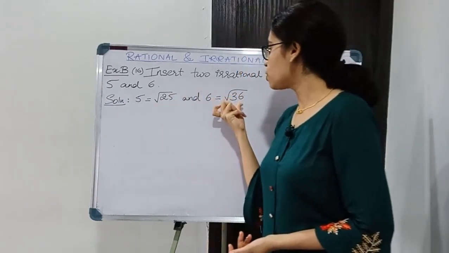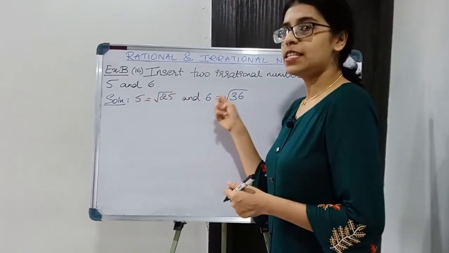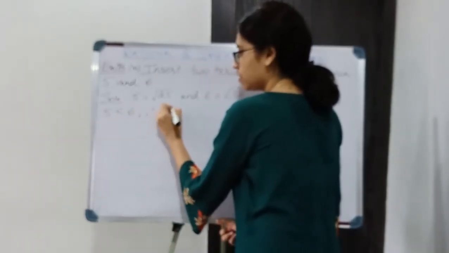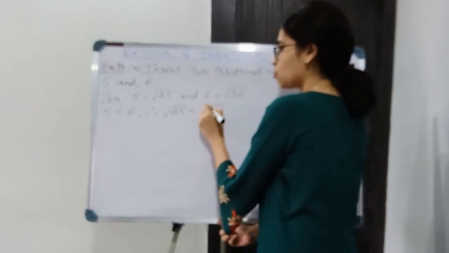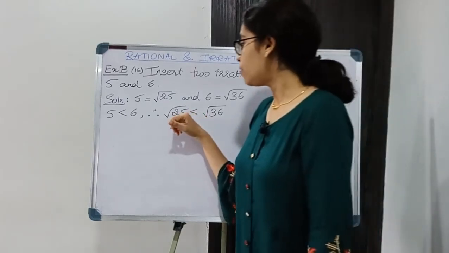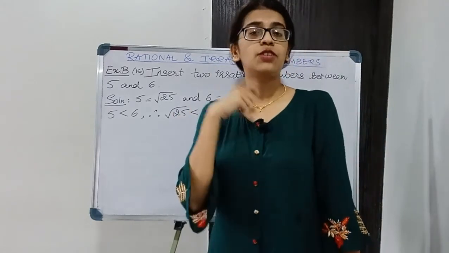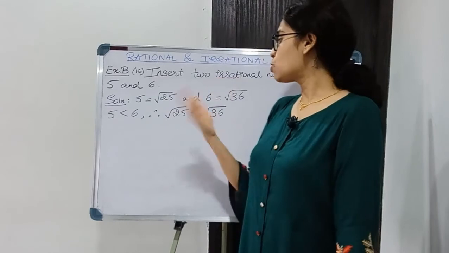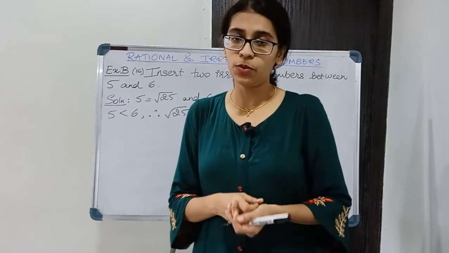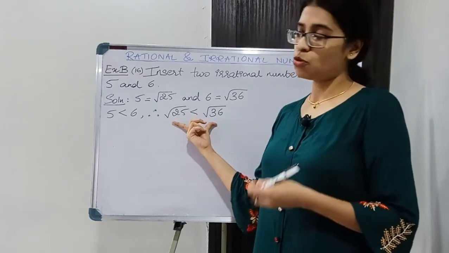Okay, so I have to find roots of numbers which exist between these two numbers. So between square root of 25 and square root of 36, I have to find numbers. Now 5 is less than 6. So therefore I can say square root of 25 is less than square root of 36. Now I have to find numbers between 25 and 36. So square root of 26, 27, square root of 28, even square root of 30, 32, 35, all these are going to be irrational numbers. We don't know their exact value. So I'll write any two of these numbers between these two numbers.